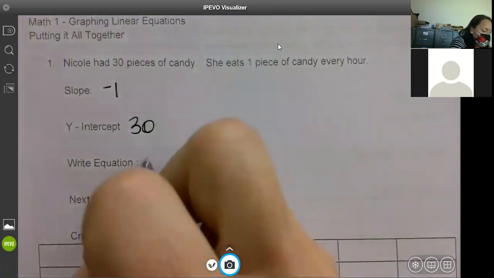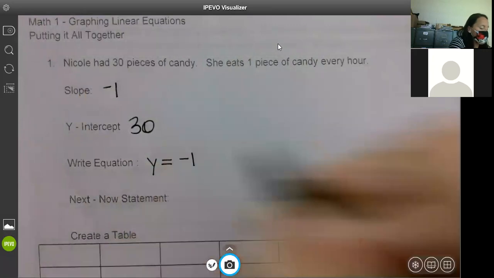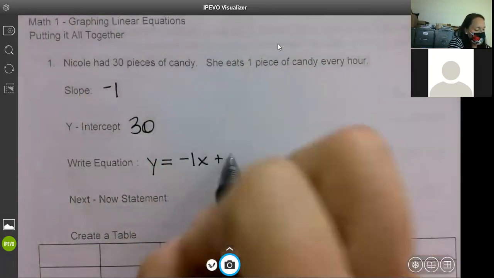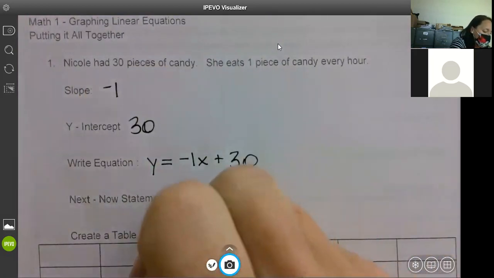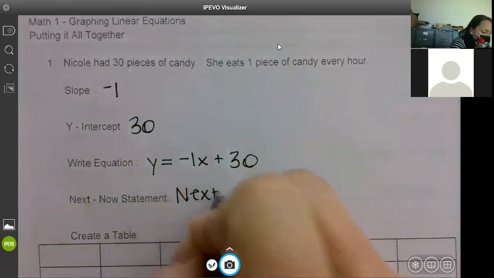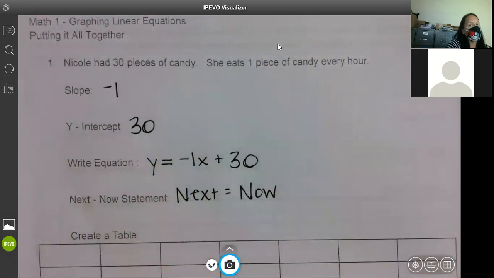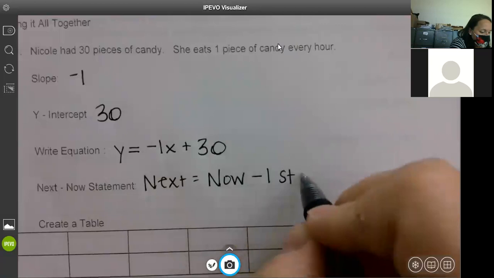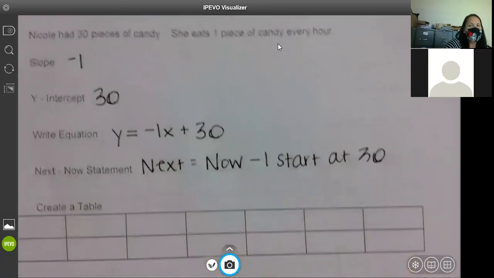So our equation is y equals, what was our slope? -1. What goes with your slope? X. And then where do we start? Perfect. Next-now statement. Next equals now. What do we write after next equals now? Perfect. -1. Start at 30. Perfect.